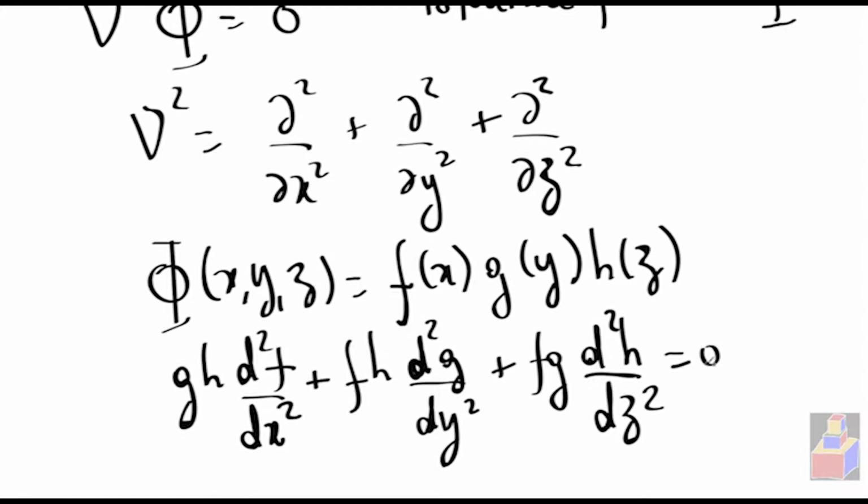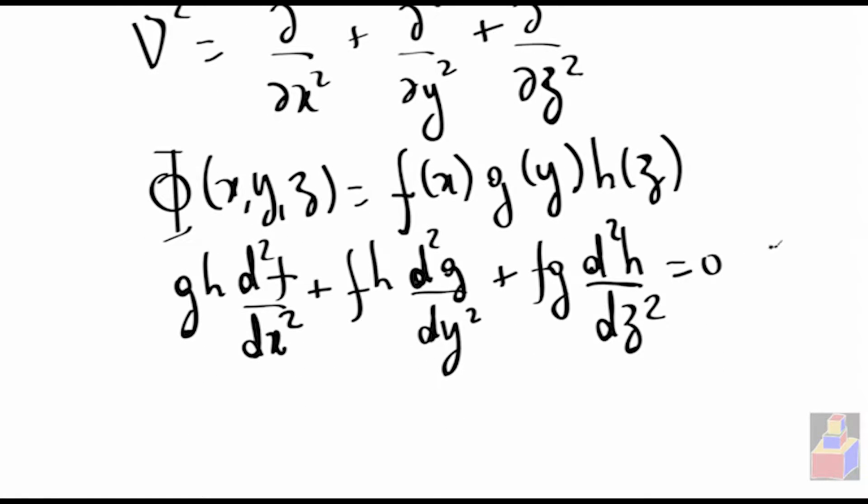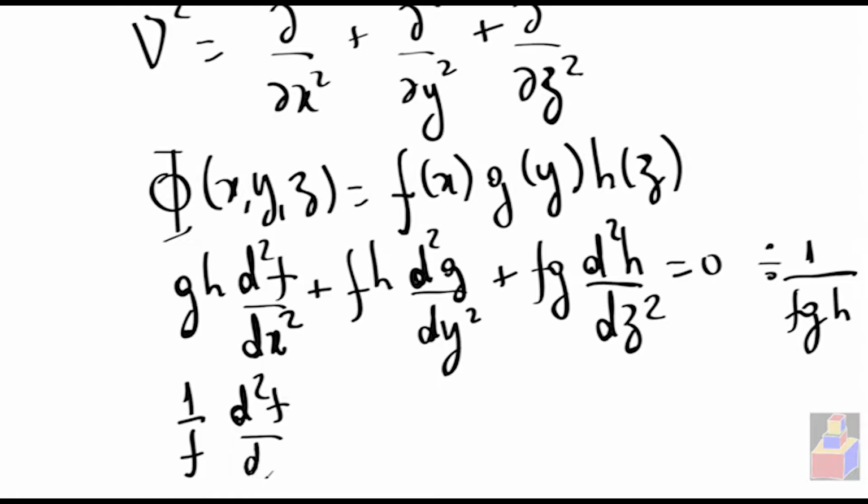And we can play with this and divide by the product. That's a traditional way of doing this. So you get something like that: a sum of terms, each of which is a function of a single variable.